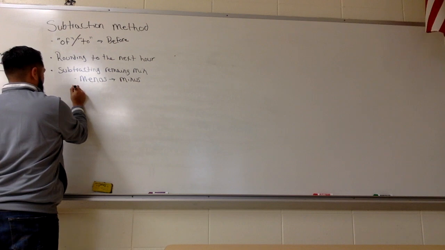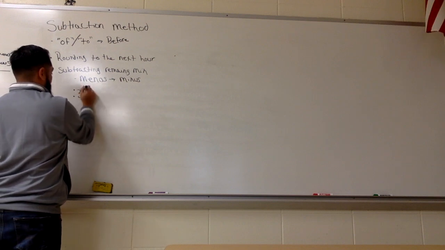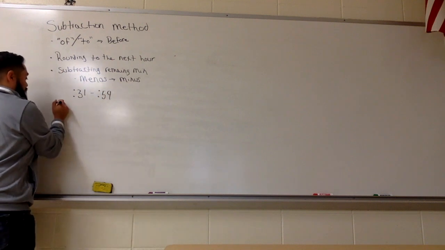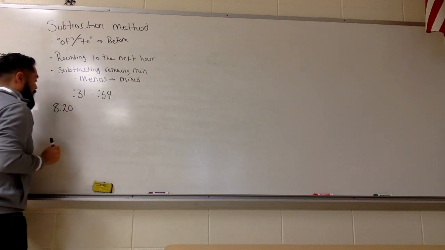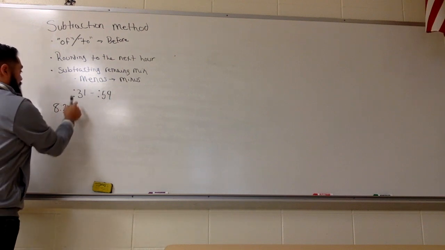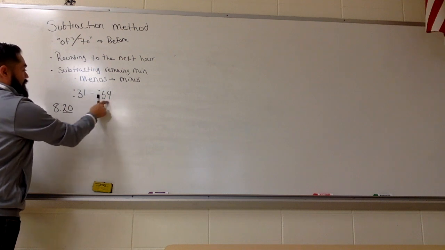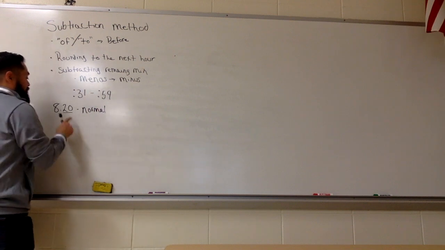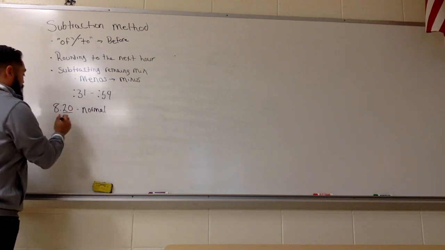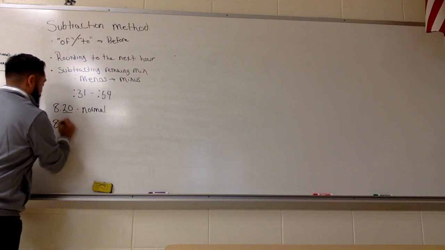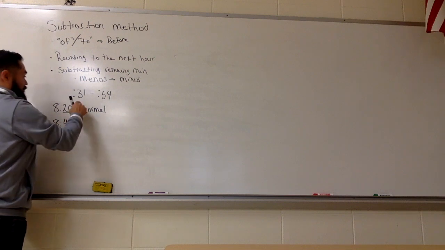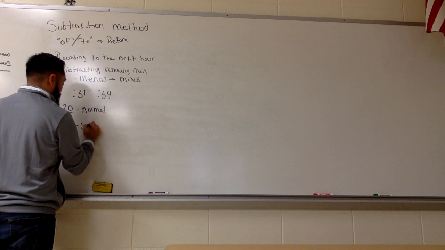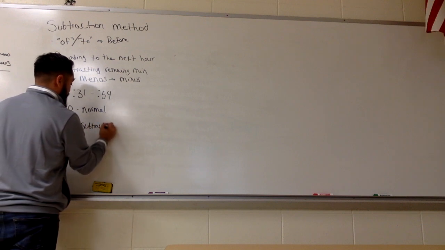You can only use the subtraction method in Spanish between minutes 31 and minutes 59 of the hour. So that means if I were to give you something like 8:20, I'm looking at my minutes. The 20 does not fall between 31 and 59. So I would do this the normal way. I cannot do subtraction method here because my minutes don't match my parameters. Okay? If I gave you something like 8:40, the 40 falls inside this 31 to 59. So here I would do the subtraction method, right?